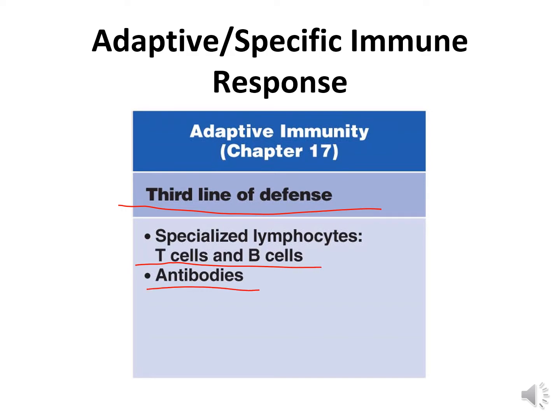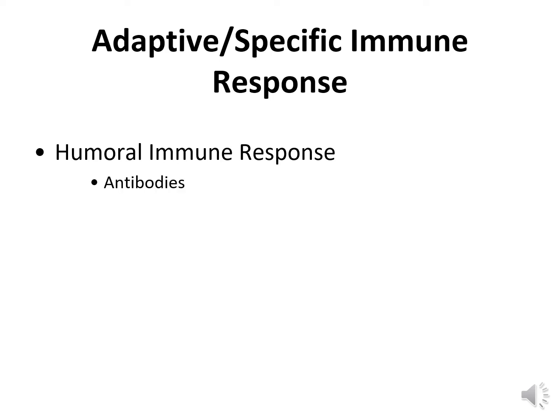Your adaptive or specific immune response is responsible for fighting a microbe that has infected your body. So it is a response to an actual infection. For your adaptive or specific immune response, there are two parts. The first part is the humoral immune response, which involves mainly the antibodies and the B cells that make the antibodies.